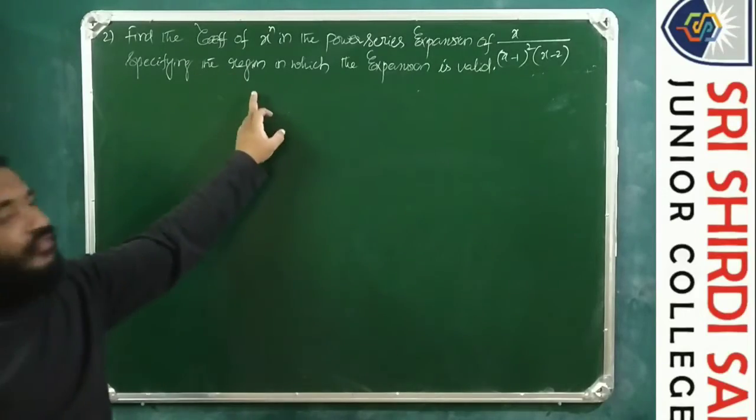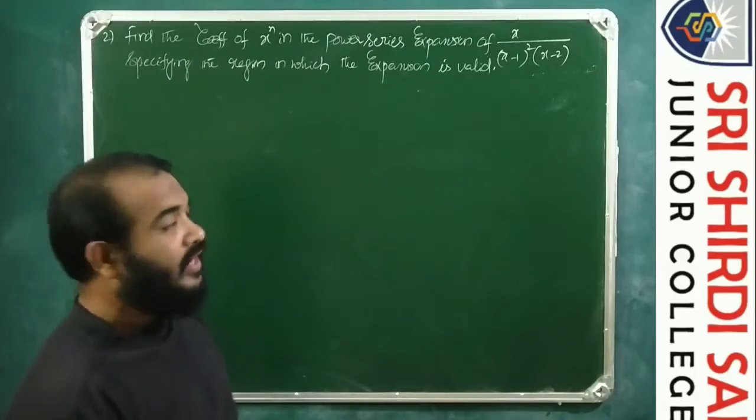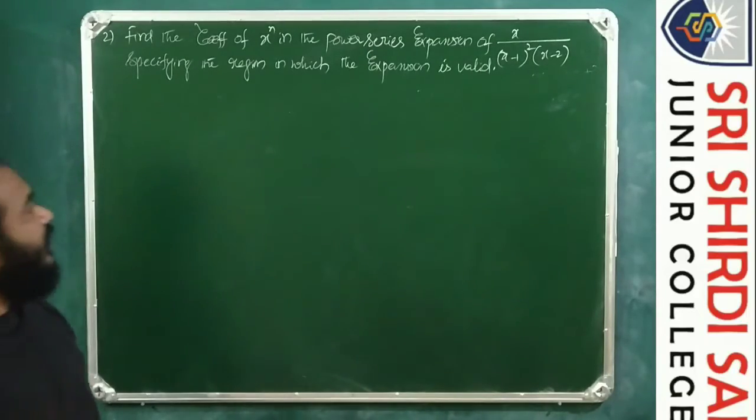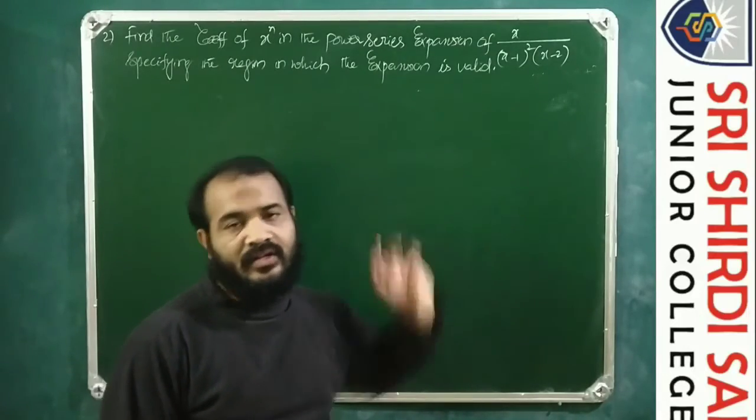Find the coefficient of x power n in the power series expansion of x by x minus 1 whole square into x minus 2, specifying the region in which the expansion is valid. So this is the last example from the textbook.